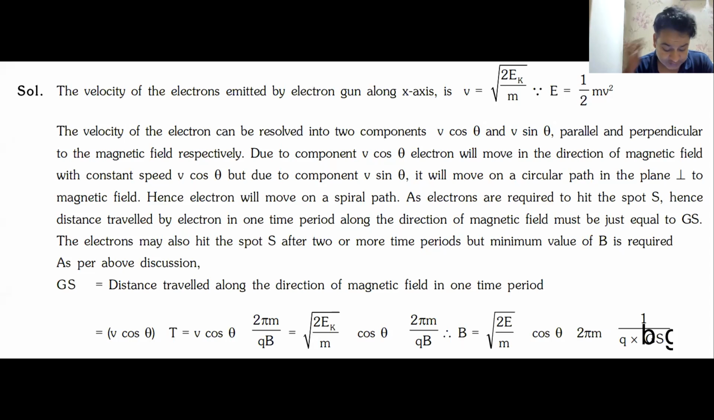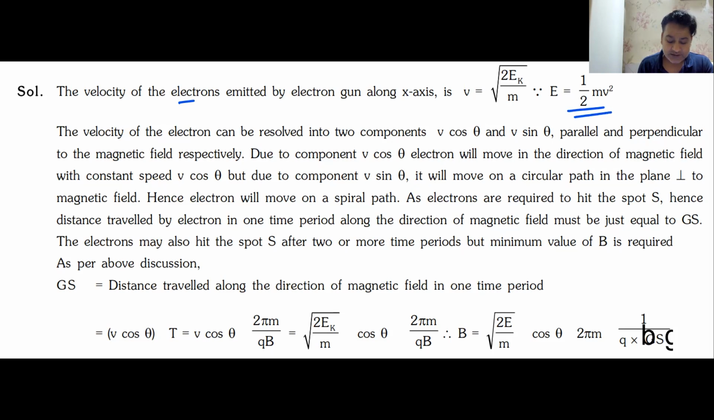So how are you supposed to do this? First of all, you can find the velocity of the electron. The energy given is kinetic energy, so find the velocity of that electron. Now, this velocity can be resolved into components v cos theta and v sin theta. Because of v cos theta, it is moving along the axis. Because of v sin theta, it is moving perpendicular. It has to strike the spot S. That means it will come back on the axis in one time period. If it hits after one time period, it will strike it.